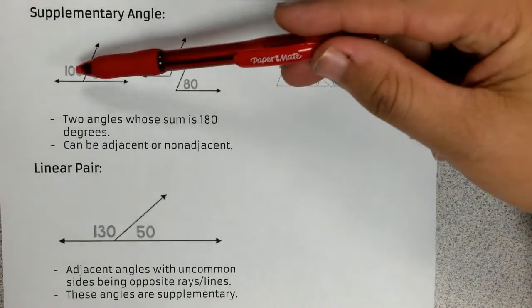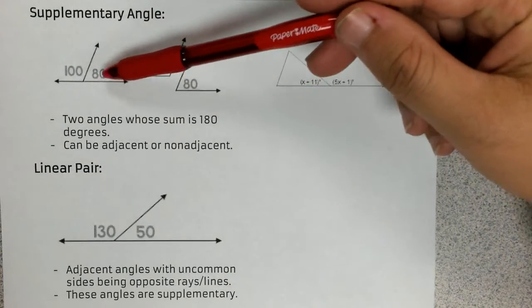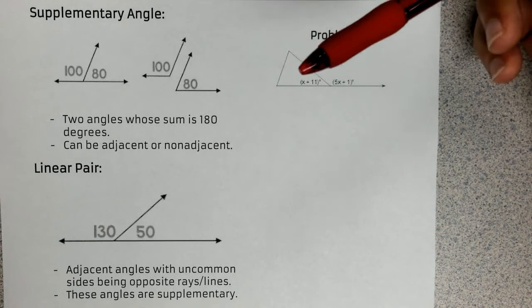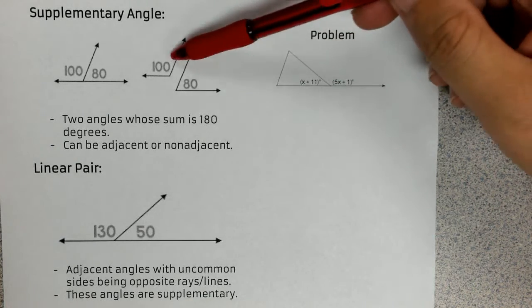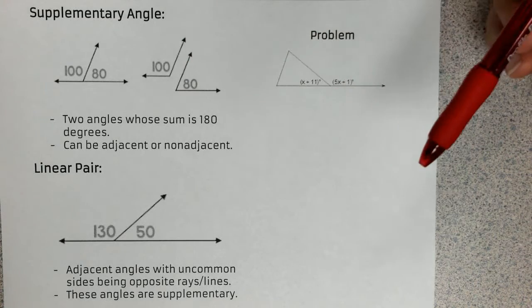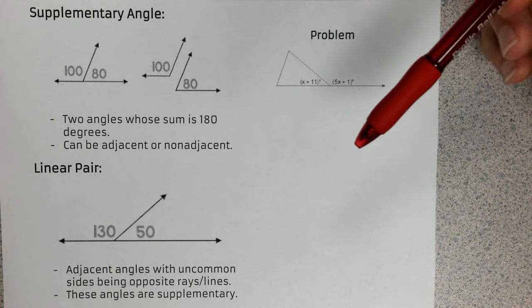Notice here I have two adjacent angles because they are next to each other, and they add up to 180. Notice I also have two non-adjacent angles that add up to 180.